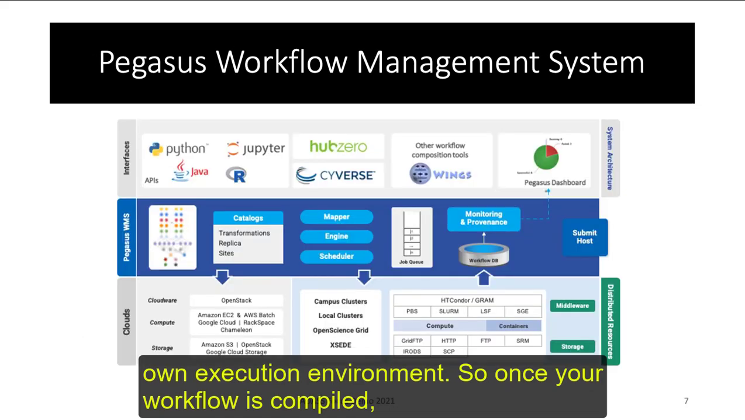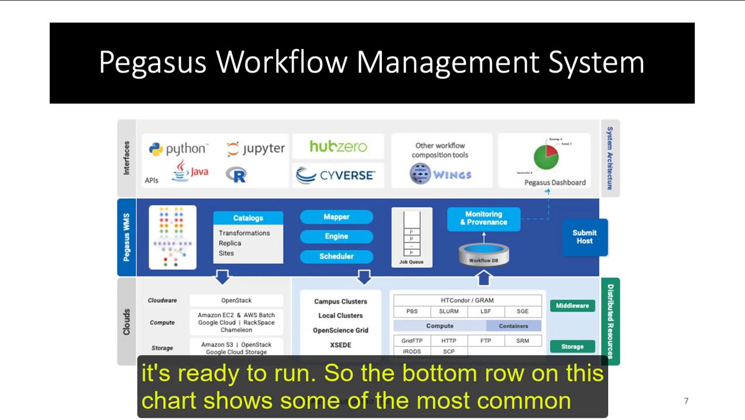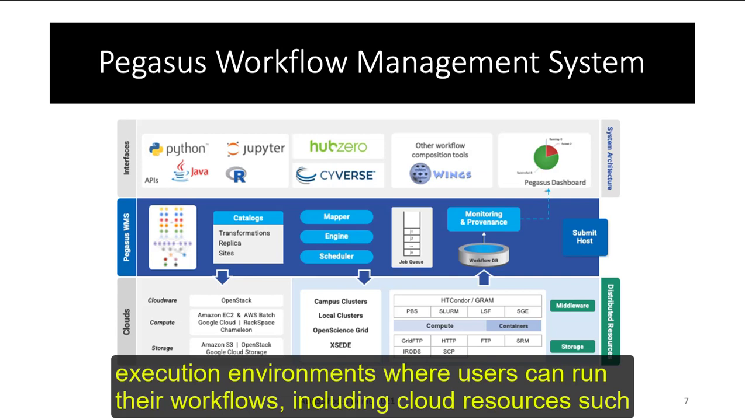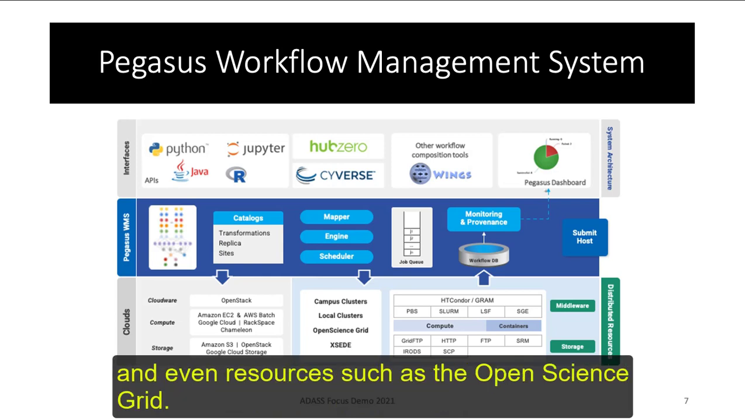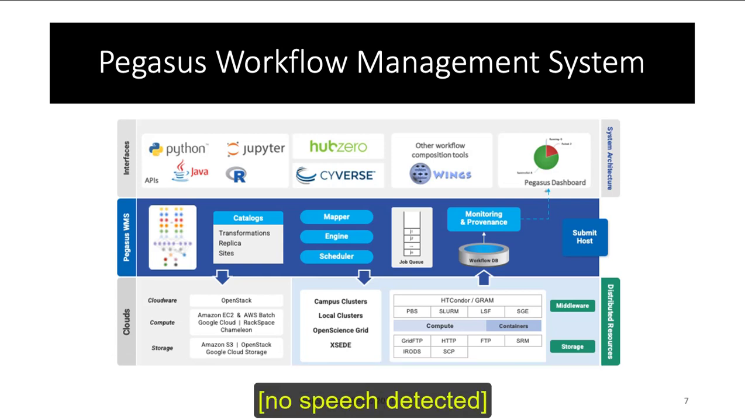So once your workflow is compiled, it's ready to run. The bottom row on this chart shows some of the most common execution environments where users can run their workflows. It includes cloud resources such as AWS or the Google Cloud, HPC resources such as XSEDE or local clusters, and even resources such as the Open Science Grid.